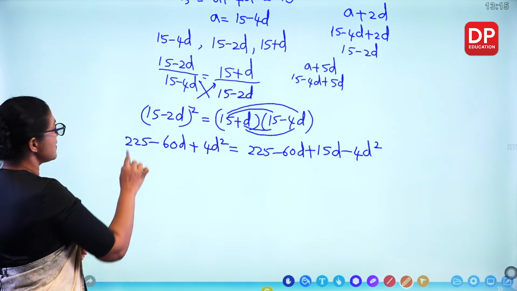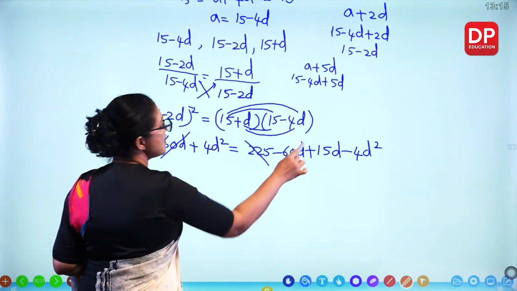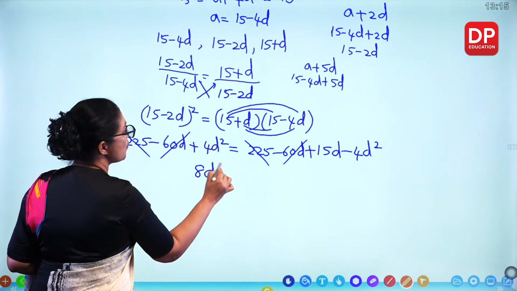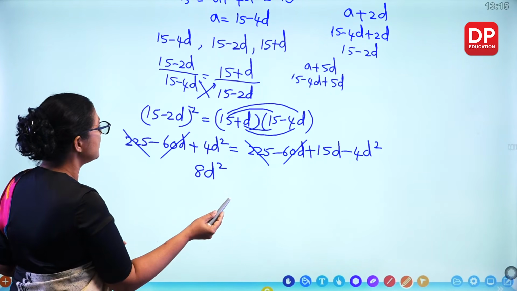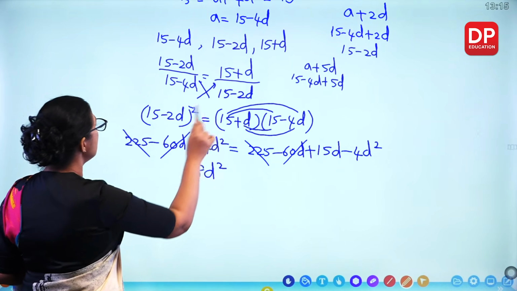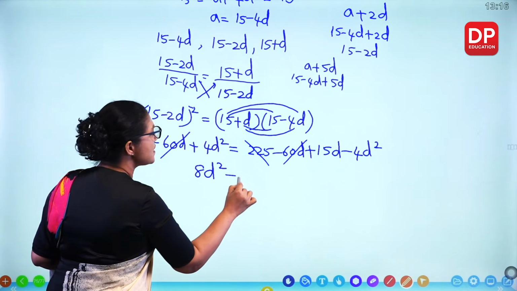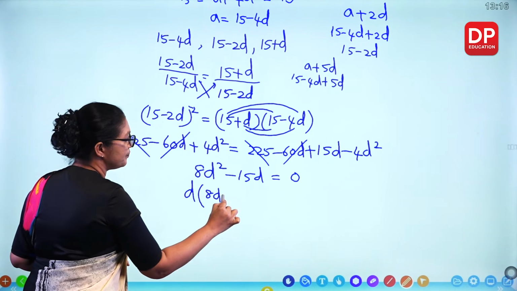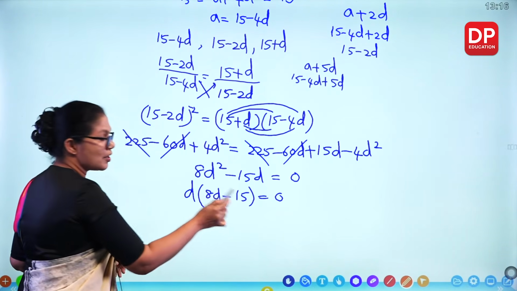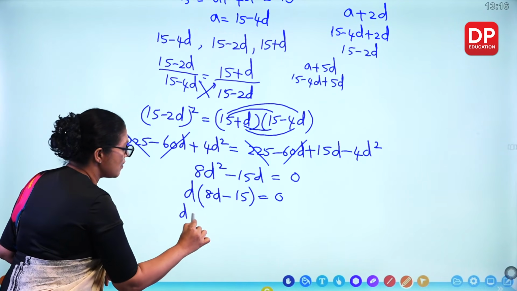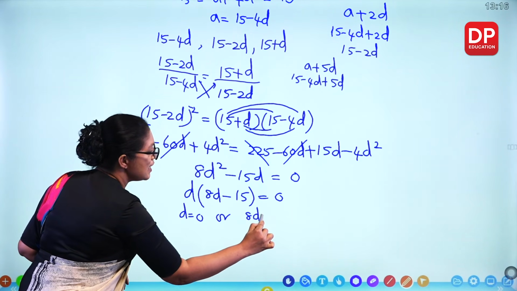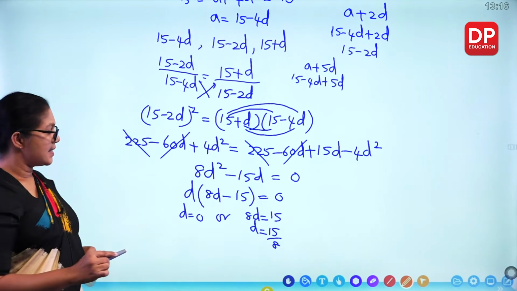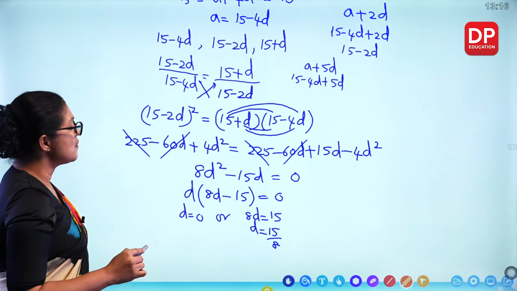Here, a lot of terms get cancelled out. 225, 60d, 4d squared plus 4d squared, 8d squared. And I can take this one to this side: 8d squared minus 15d equals 0. d is common, take it out. So the product is 0, which means either d equals 0 or 8d equals 15. So d equals 15 divided by 8. Now we found d equals 15 over 8.